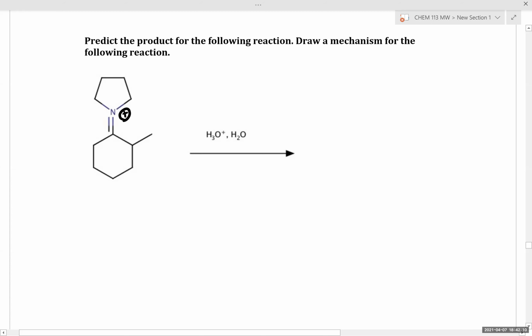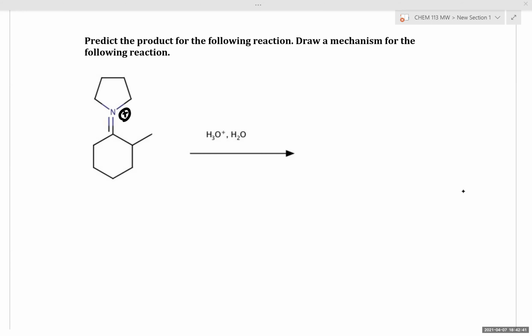Would we do protonation of the nitrogen for this one? In this case, the nitrogen is already fully substituted, so it's already activated and ready to go. This is an iminium ion. But yes, for most imine hydrolysis mechanisms, you would protonate nitrogen. And now that we have this activated species, this iminium ion, what happens next?